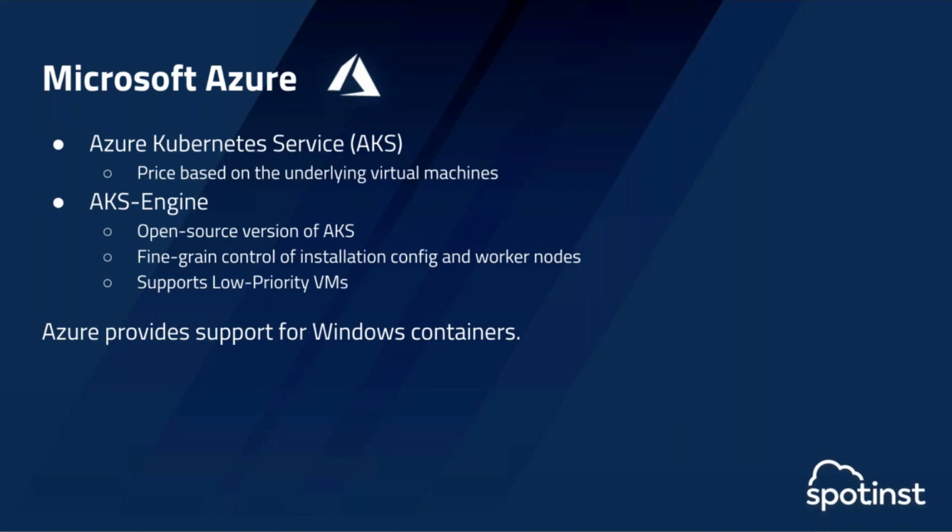If you need fine-grained control of installation and configuration of worker nodes, AKS Engine provides you very, very low-level access to how Kubernetes is being built and deployed. You can run your own master servers and your own nodes, and you can get a fully customized level of support out of Kubernetes that way. Azure also provides full support, obviously, for Windows containers if you're using those today.